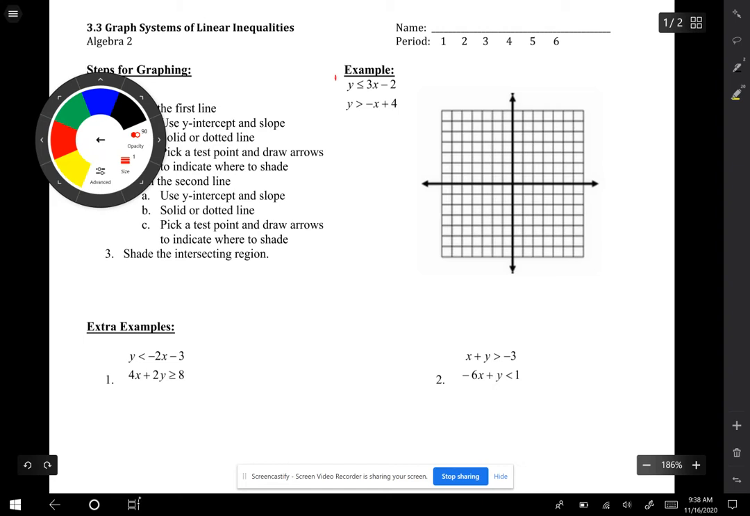We have inequality number 1, which is y is less than or equal to 3x minus 2. That's going to be solid. The slope is 3 over 1. We go up 3, right 1, and the y-intercept is (0, negative 2). For the second inequality, this one is dotted as there is no line under the inequality. The slope is negative 1 over 1, and the y-intercept is (0, 4).